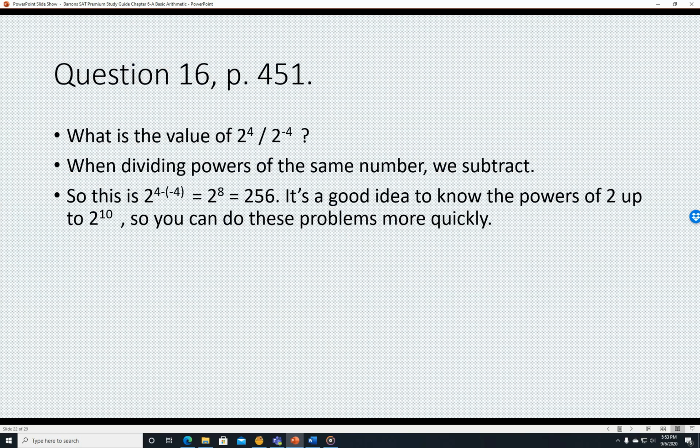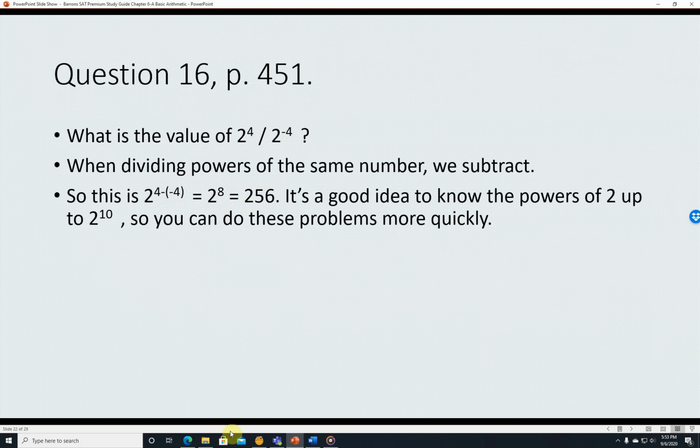What's the value of 2 to the 4 over 2 to the minus 4? And yes, I used the slash symbol instead of that little division symbol because I couldn't find it. So anyway, when dividing powers of the same number, we subtract. So it's going to be 2 to the 4th minus, well, 2 to the 4 minus minus 4. So that's going to be the same as 2 to the 4 plus 4, which is 2 to the 8th, which is equal to 256.